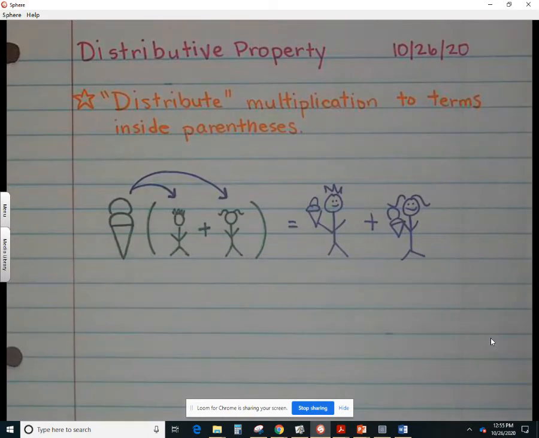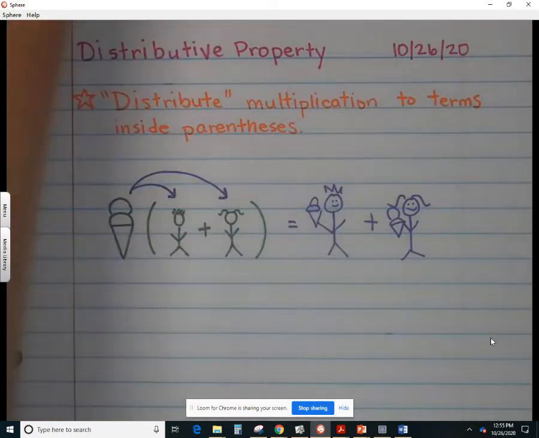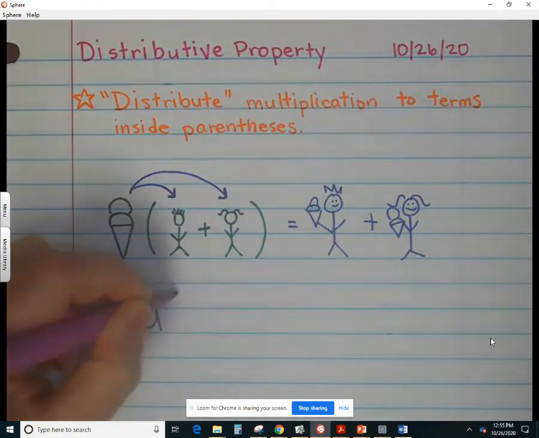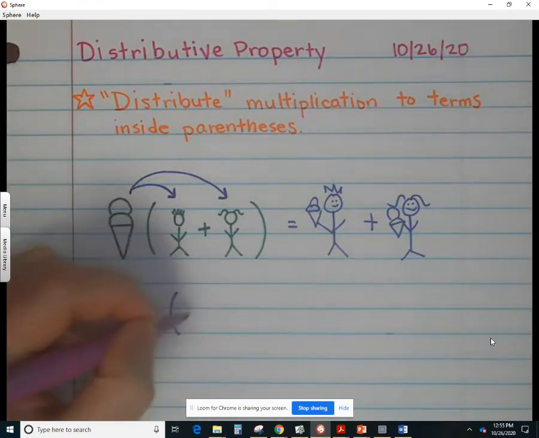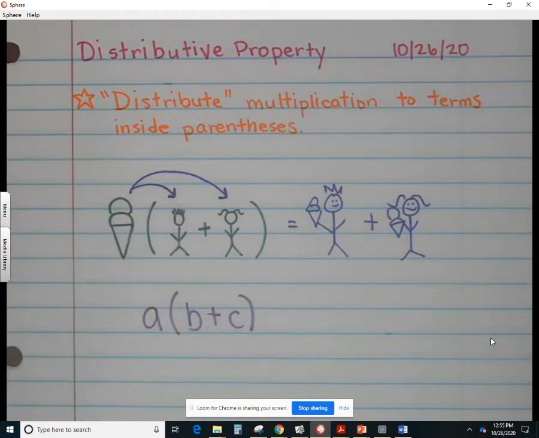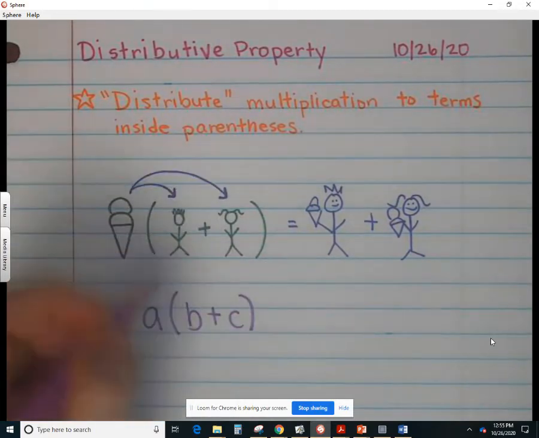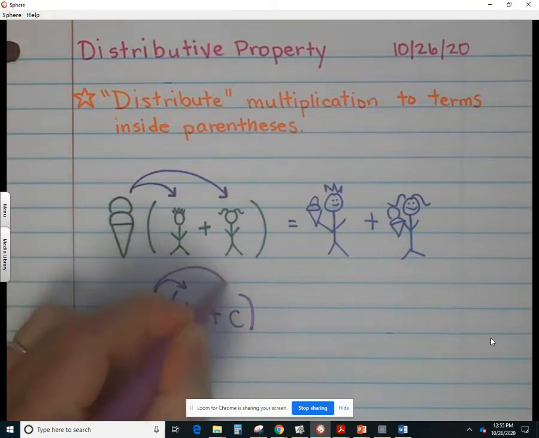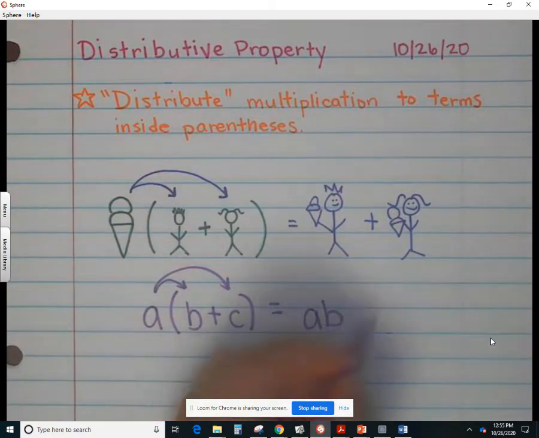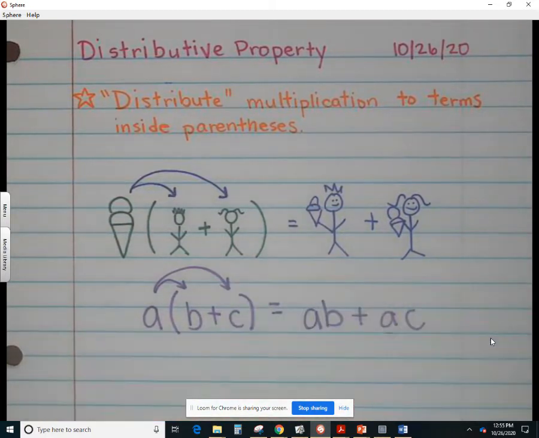So the same thing happens when we're talking about numbers. So I'm going to use variables here to represent any number. So if I have a number on the outside, A, that's being multiplied by the sum of B and C, so they're being added together, I have to distribute that multiplication to B and to C. So A times B plus A times C.